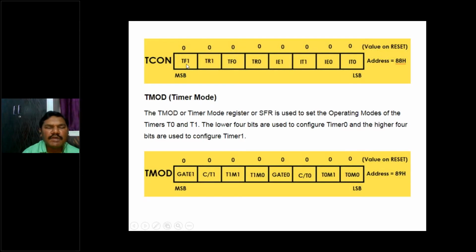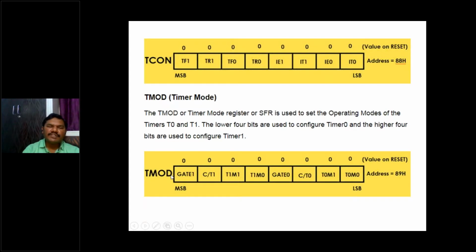So TF1 means timer 1 overflow. Timer 1 and timer 0 will be operating in 4 modes of operation. When each mode is reached, that value will be reset to its original 0, because of the interrupt only. Next, IE1 and IT1 and IE0 and IT0. The 1 and 0 stand for timer 1 and timer 0. IE1 and IE0 stand for interrupt enable, INT0 and INT1. These 4 are related to interrupts only, but these interrupts will be explained later in detail.